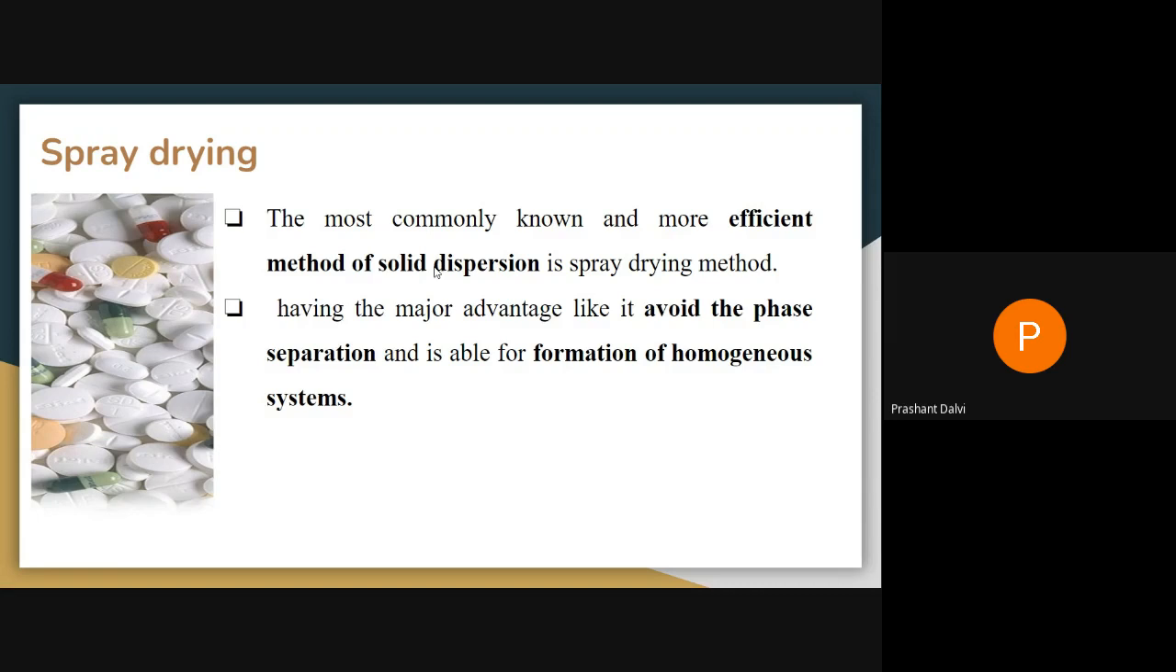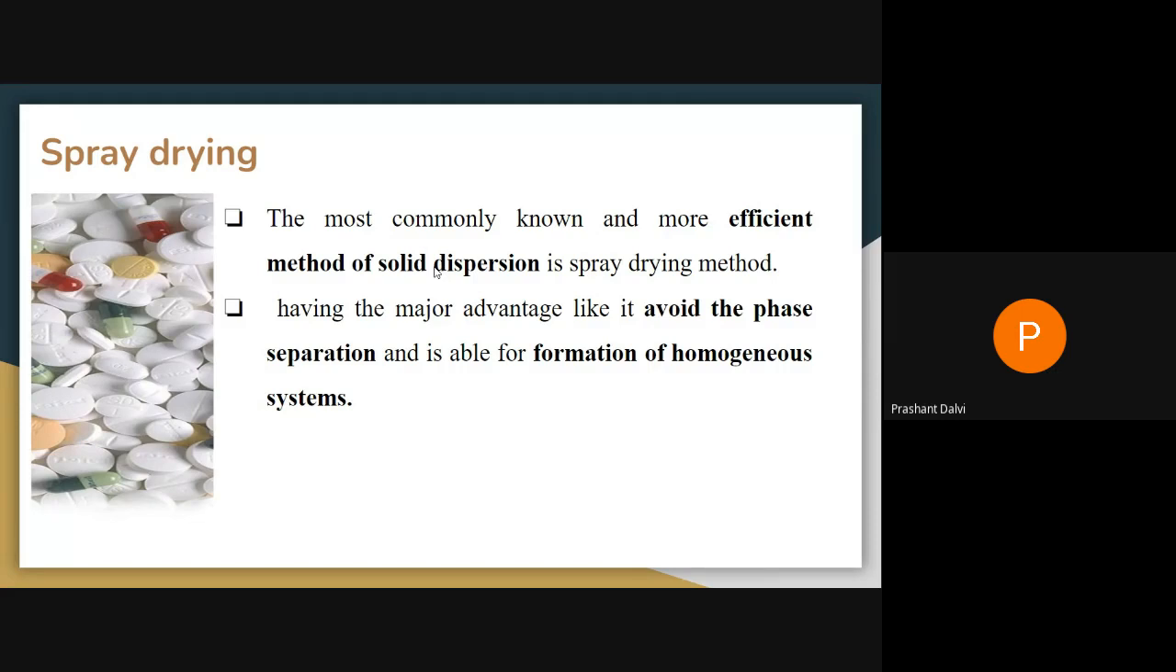Recent advances in spray drying we will also try to cover in this session. So, the amorphous solid dispersions are prepared by spray drying. What exactly is the spray drying method? First we will discuss that, and then I will take you to the advances in spray drying techniques. This is the most widely and commonly used method for the preparation of solid dispersions.